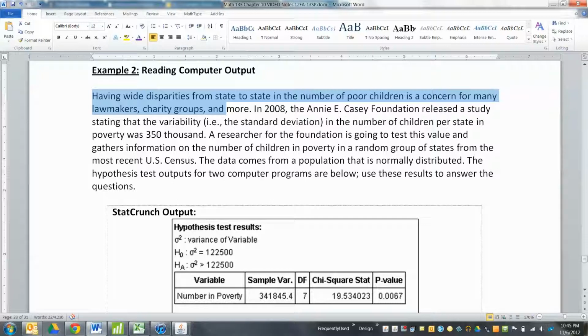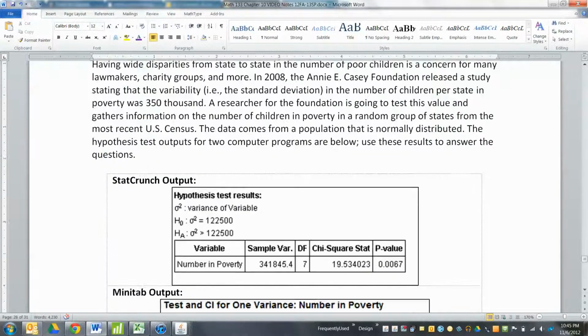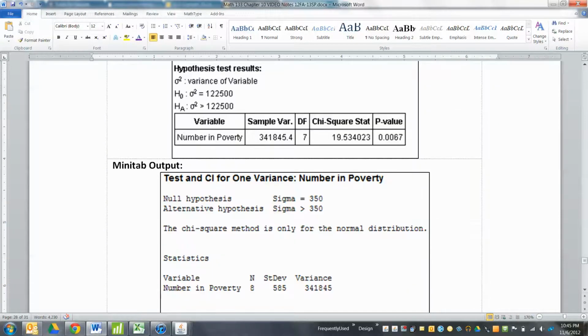A researcher for the foundation is going to test this value and gathers information on the number of children in poverty in a random group of states from the most recent U.S. Census. The data comes from a population that is normally distributed. Oh, that's nice to know ahead of time. Good. Okay, so the hypothesis test outputs for two computer programs are below. Use those to answer the questions.